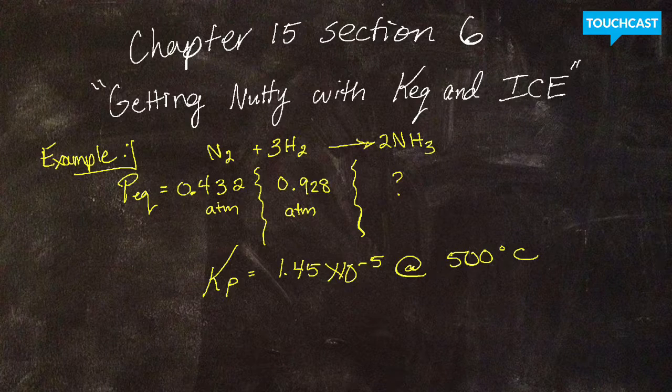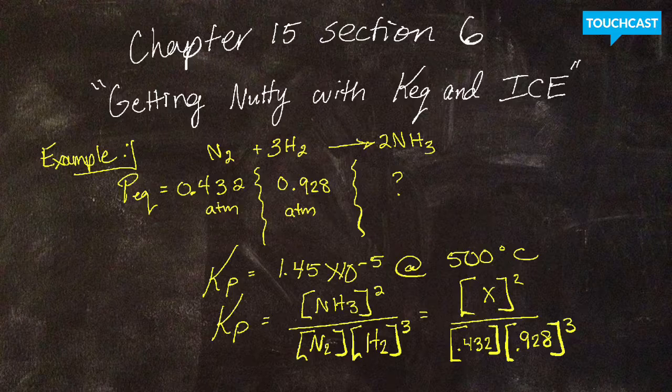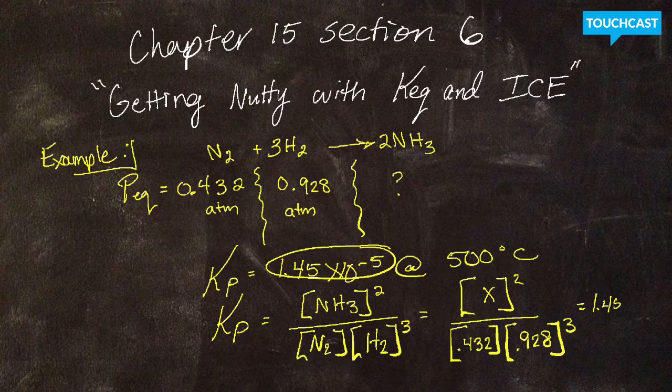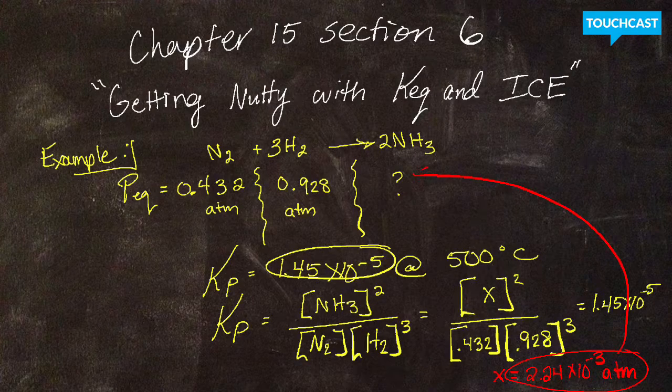Okay, so you just need to think critically. You need to think like you're solving a puzzle. What's missing and how do I solve for that? You know what your equilibrium expression should look like, so you start plugging stuff in. You've got an unknown value for the ammonia, NH3, but we do have this value for KP. So this expression is equal to 1.45 times 10 to the negative 5. All right, start plugging and chugging and solve for your X. This value is the partial pressure of ammonia at equilibrium.